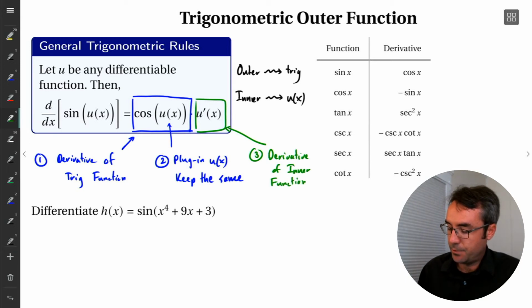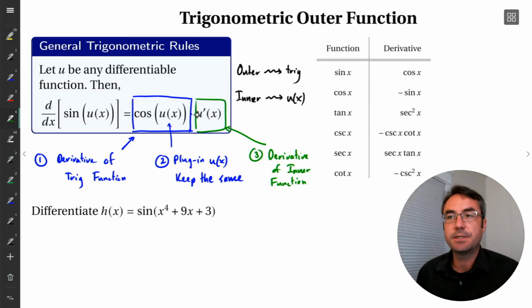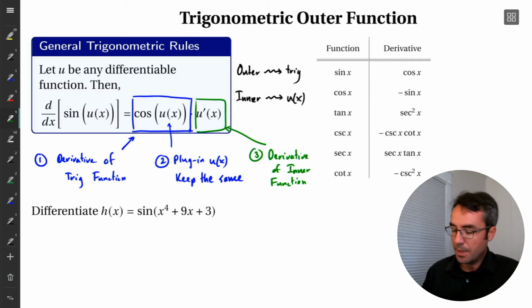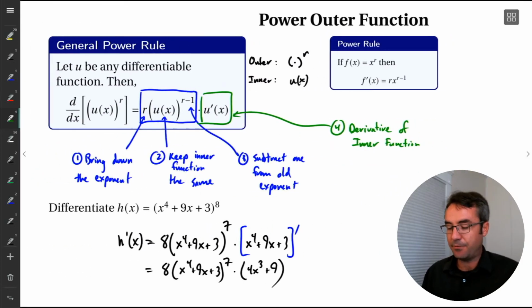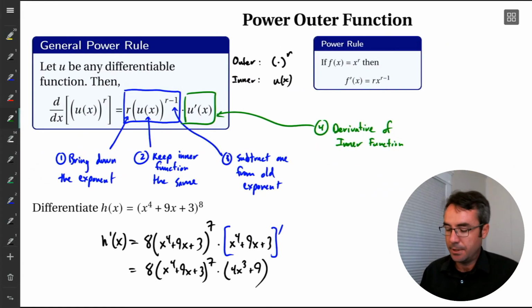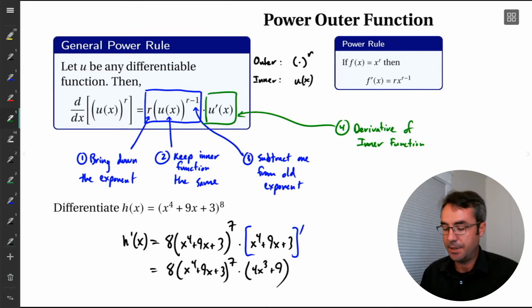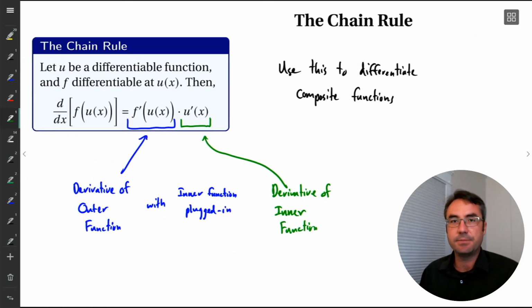So we have the derivative of our outer trig function times the derivative of our inner function, whatever that is. And again, this is a similar setup to what we saw with the general power rule: derivative of our outer power function times the derivative of the inner function. And again, the same setup for just the chain rule. So the derivative of the outer function times the derivative of the inner function. So again, the key concept here is what is your outer function? What is your inner function?